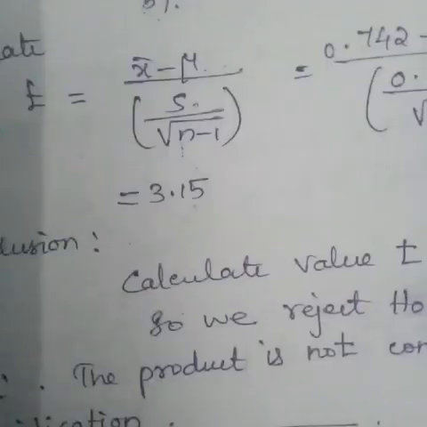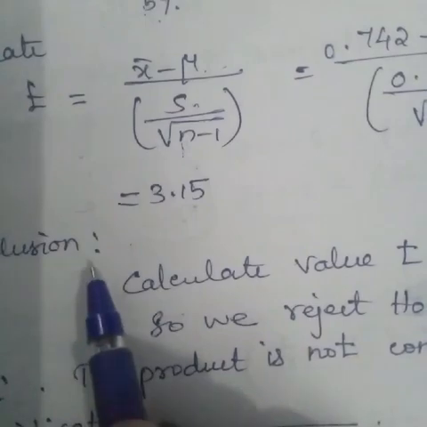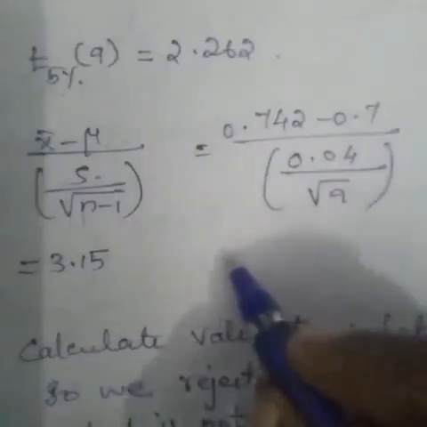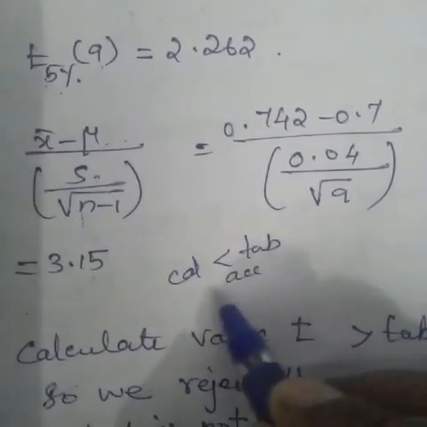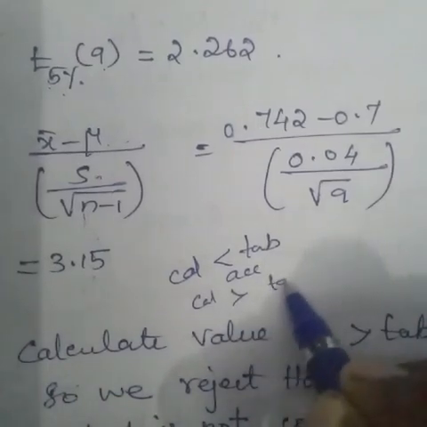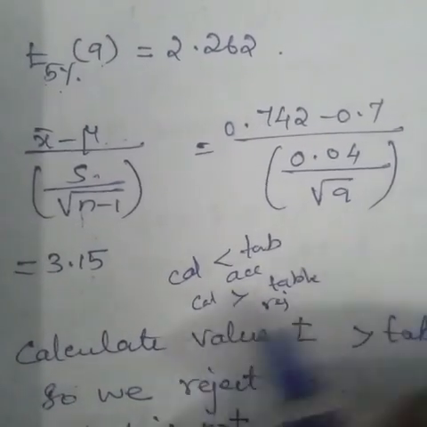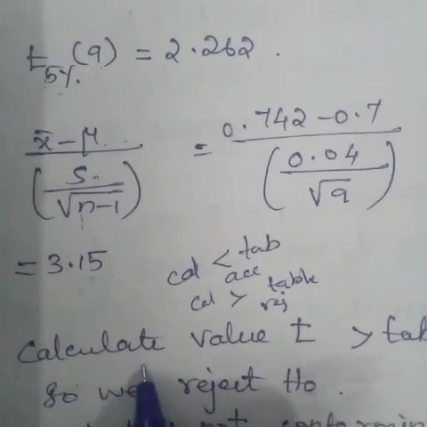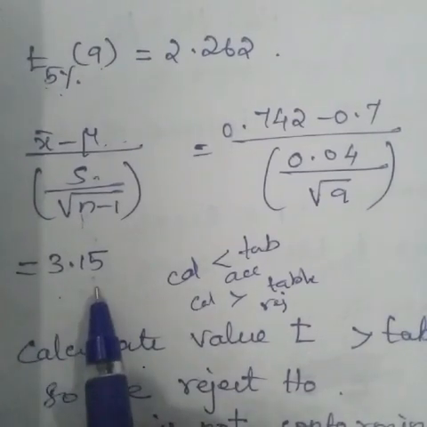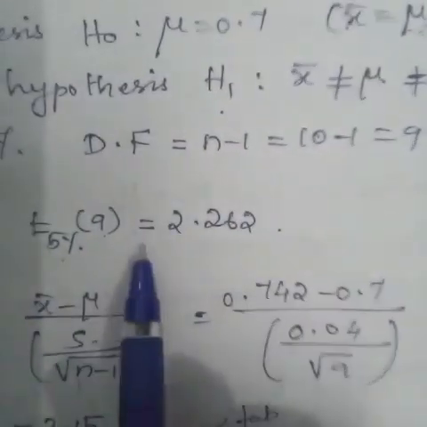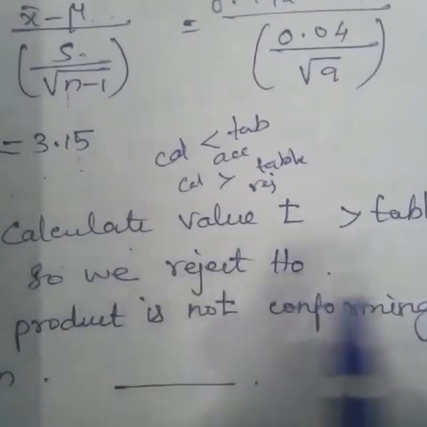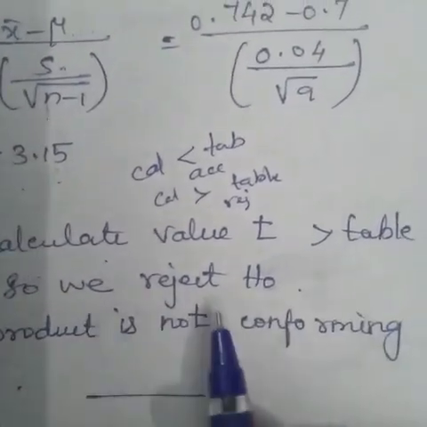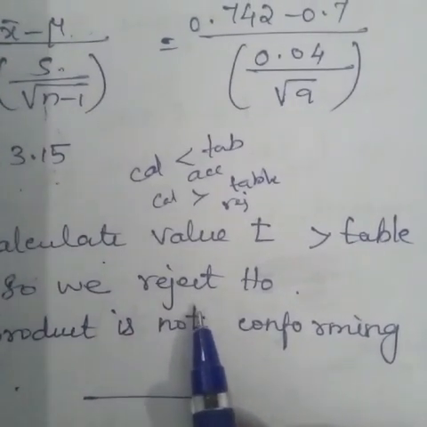Finally, we will see the conclusion. We have two conclusions. If the calculated value is less than the table value, we accept H naught. If the calculated value is greater than the table value, we reject H naught. In this problem, the calculated t value 3.15 is greater than the table value 2.262. So we reject H naught, the null hypothesis.